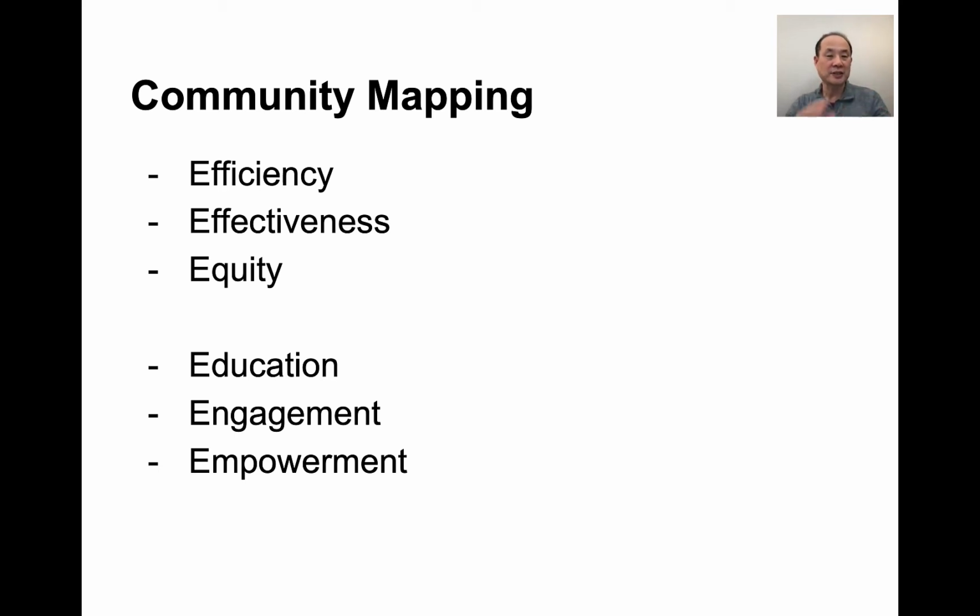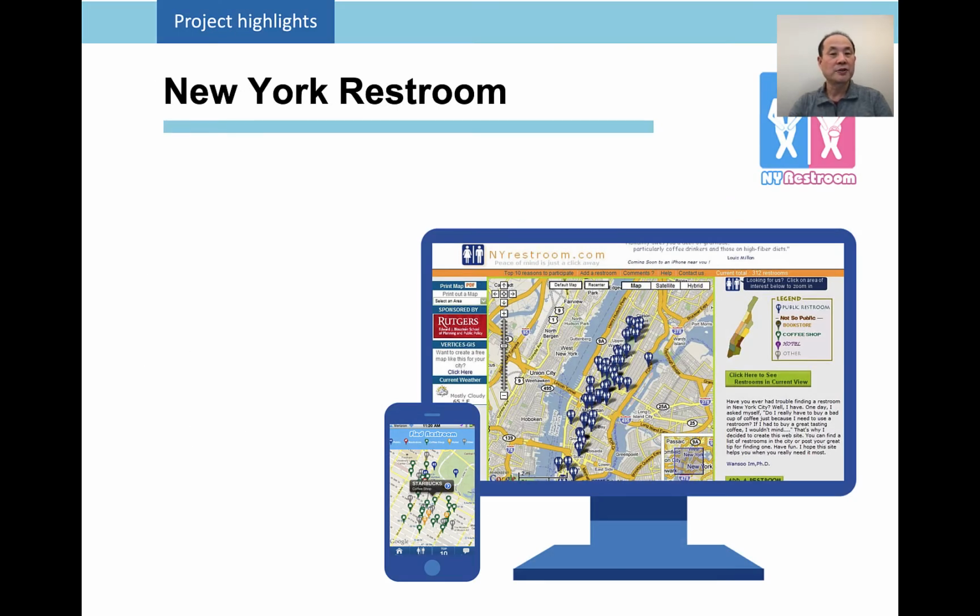I will show an example, but with mapping in the public area, you can collect the data more effectively and efficiently and resolve the issues, and you can also assess the equity issues too. But from the process, those participants are being educated and engaged and empowered. So how many people went to New York?